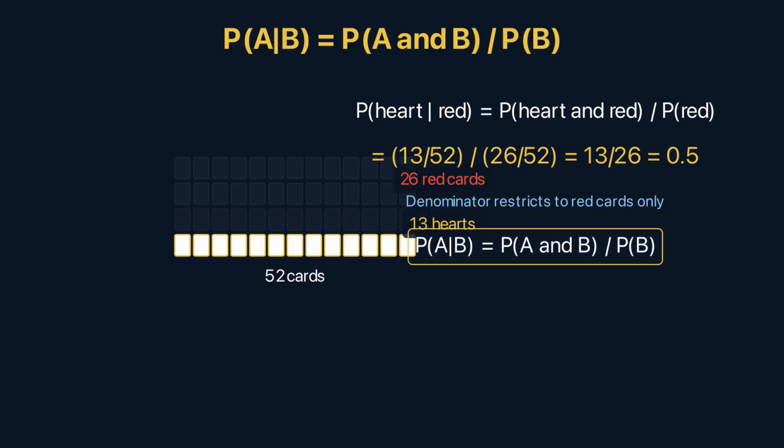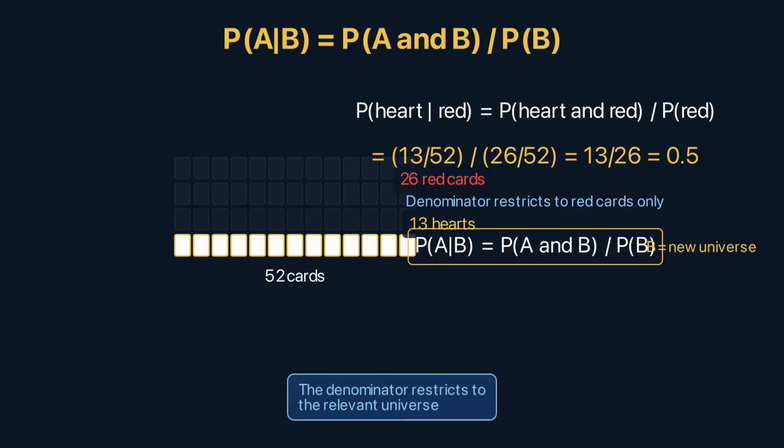Of those 26, 13 are hearts. The denominator, P of B, is the restriction. The numerator, P of A and B, is the overlap.